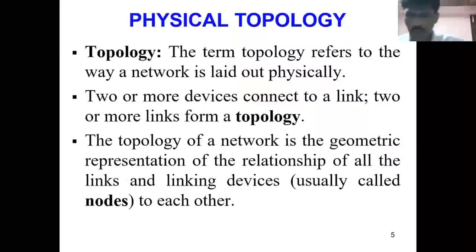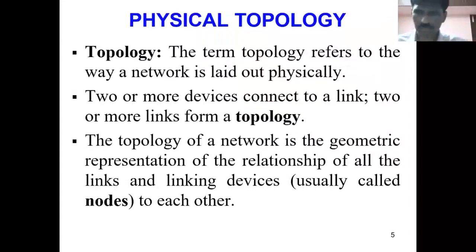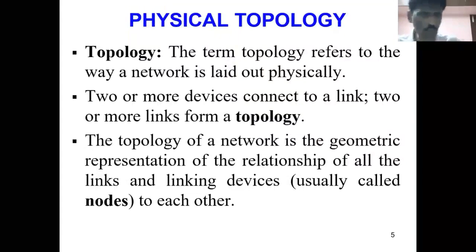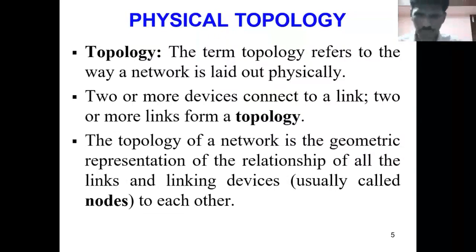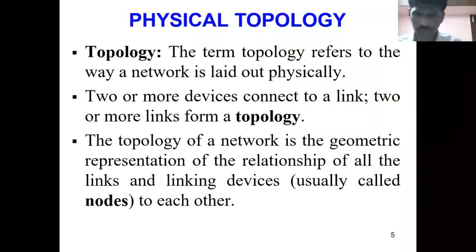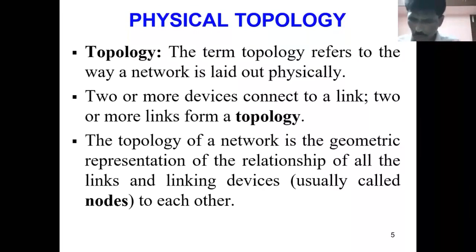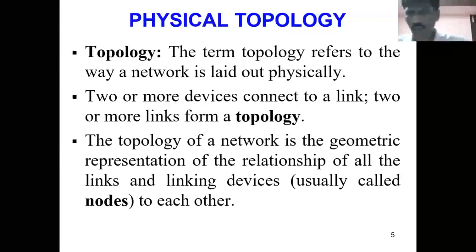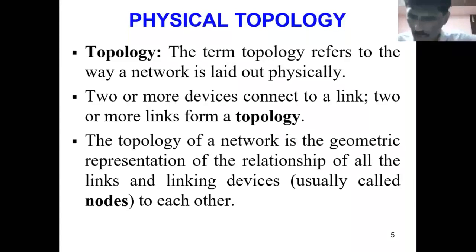Two or more devices connect to a link, and two or more links form a topology. The best definition is: the topology of a network is the geometric representation of the relationship of all the links and linking devices to each other. It's a geometric representation. So, though two organizations may be identical, their two networks are not exactly the same.